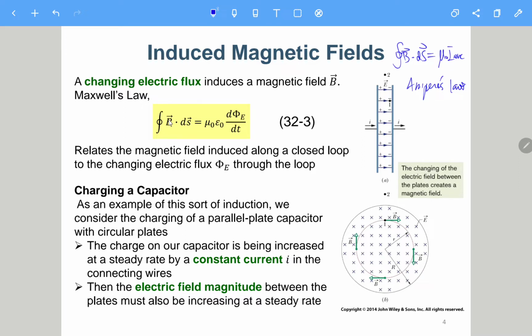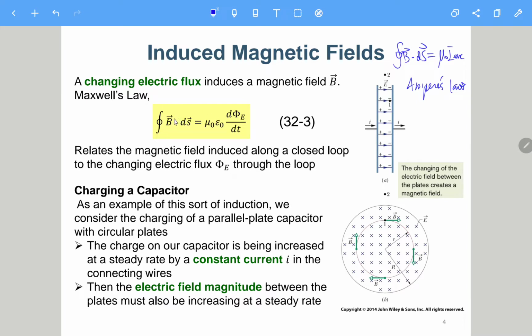So it feels like if you have a changing E field, it will generate a B field, and if you have a changing B field, it will generate an E field, something like that. Here, it relates the magnetic field induced along a closed loop to the changing electric flux phi E through the loop.